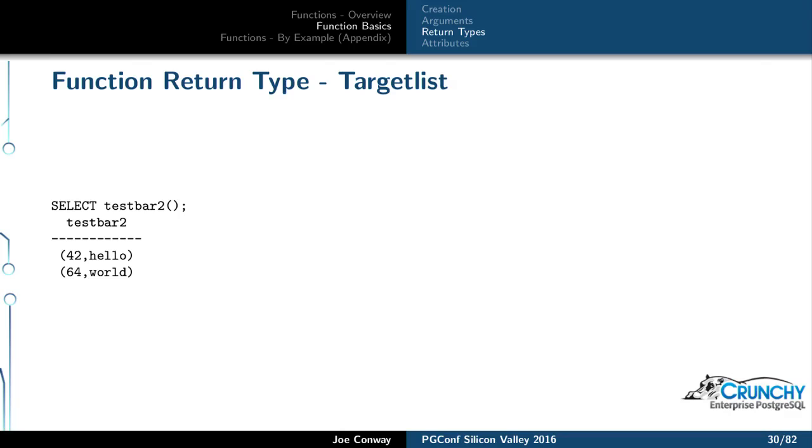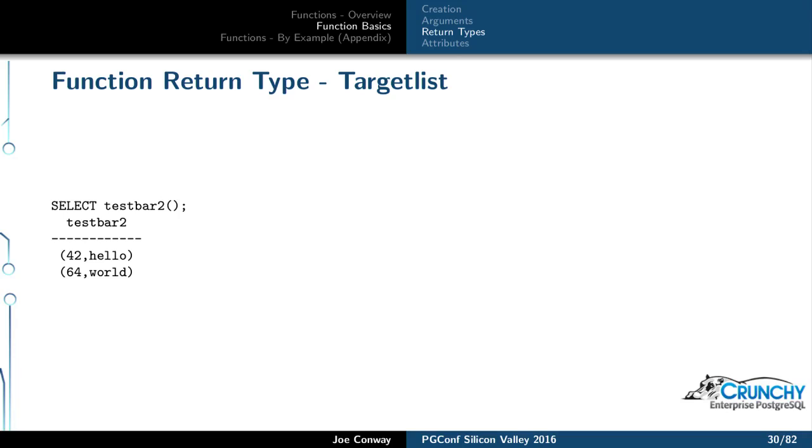Now, here's what it looks like if I call a function that returns a set in the target list. What I get is the full row type rendered as a row type. This behavior has been basically deprecated for 15 years now. And I think Andres is working on fixing it in 10. So anyway, you can do this in the target list.